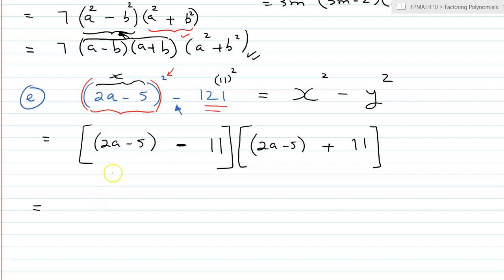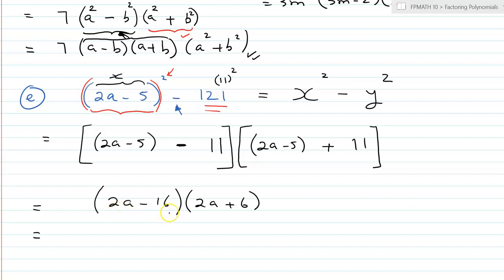So in this case we'll have 2a minus 5 minus 11, so that would be 2a minus 5 minus 11 is minus 16. Okay, how about the next piece right there? That would be 2a plus 6. Excellent. We are not done yet because we want to factor this completely. Is this factored completely? No. So we've got to factor again.